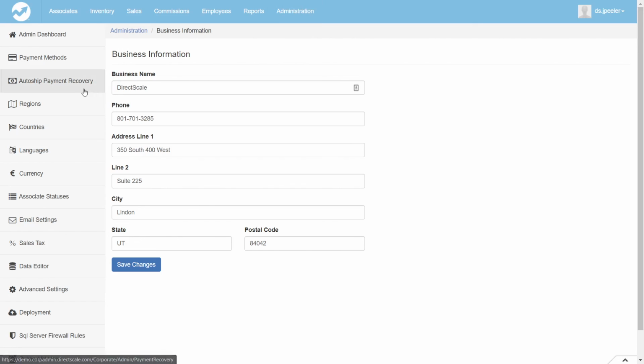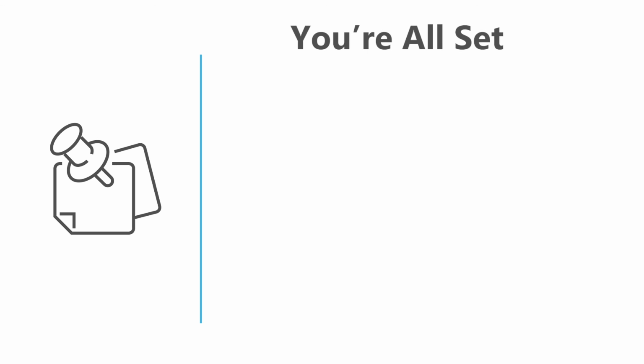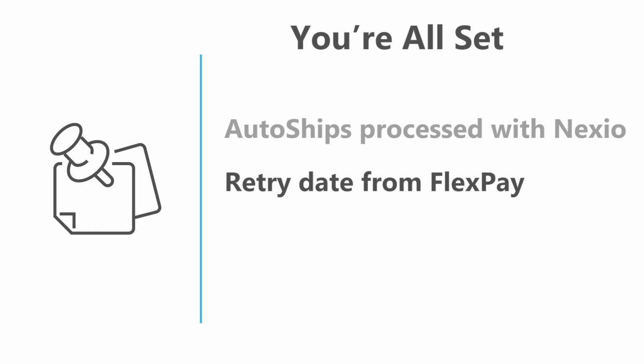Navigate to the Administration AutoShip Payment Recovery page. Click the Nexio dropdown and select FlexPay. When finished, click Save Changes. Now, all failed AutoShips that use Nexio as the payment processor will get retry dates back from FlexPay.